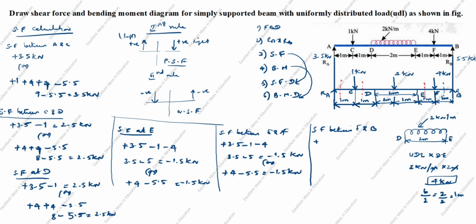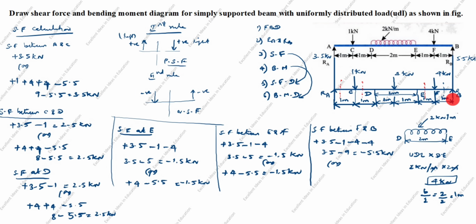Plus 3.5. Next you see the C force. C force arrow comes down. Down is negative, -1. Next also comes down, negative 4. You see the F force arrow also comes down. Down is negative for the left side, -4. Next, you see any other force is there? Nothing is there. Only 4 forces. 3.5 minus 9 is -5.5 kilonewton.